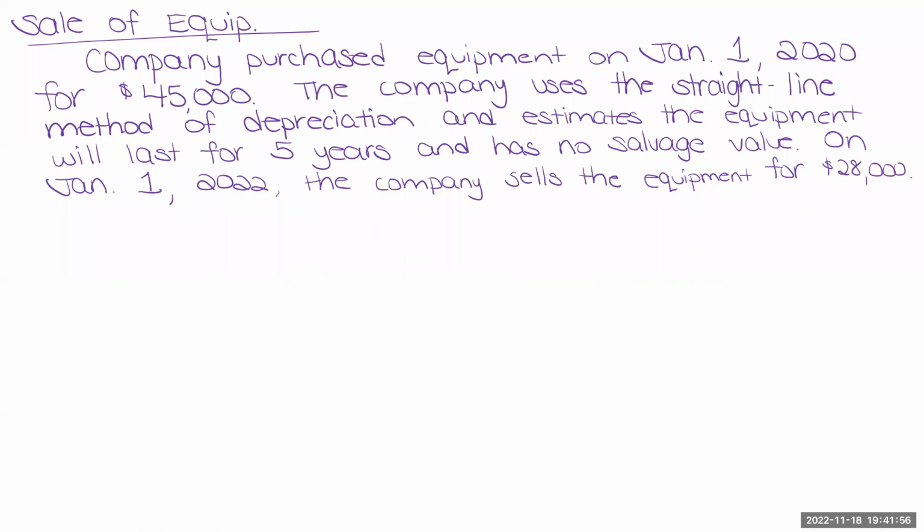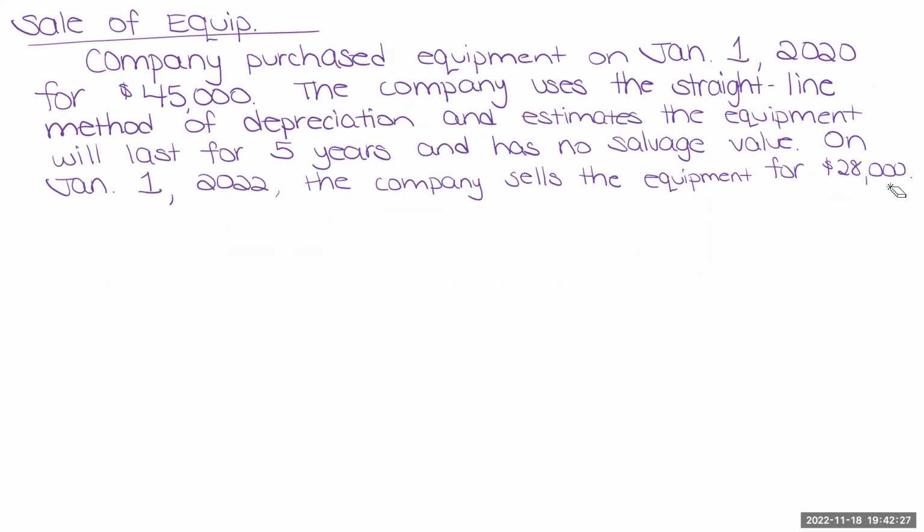All right, here's our example. So we have a company that had previously purchased equipment on January 1st, 2020 for $45,000. The company uses the straight line method of depreciation for its assets, and it estimates that this equipment will last 5 years and has no salvage value. On January 1st, 2022, so 2 years later, the company sells the equipment for $28,000.